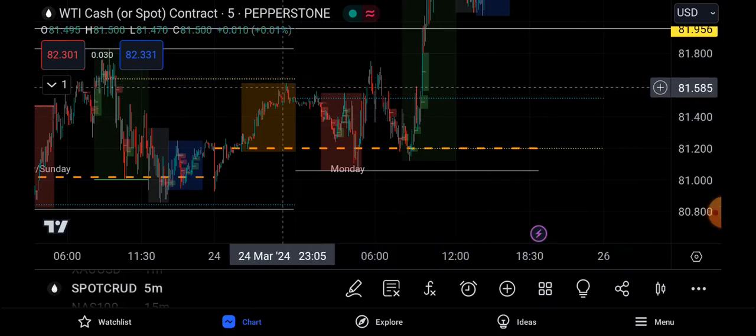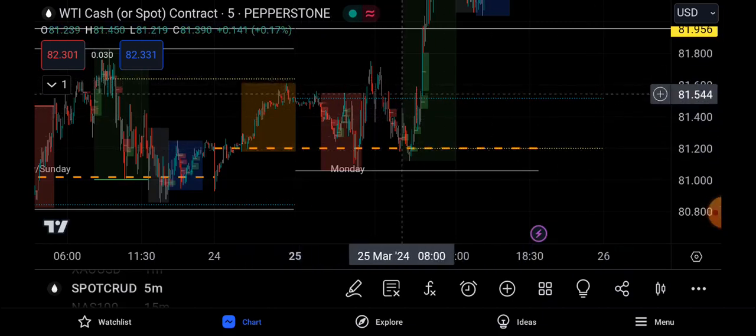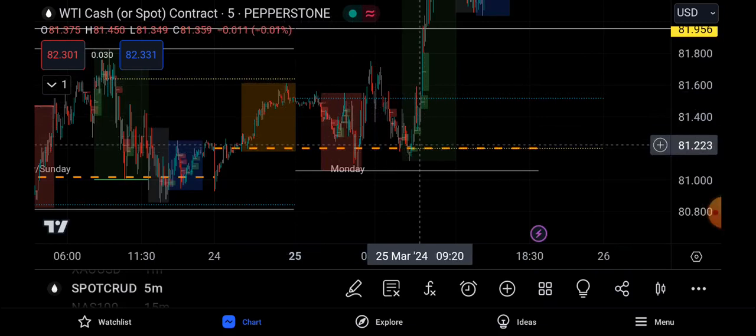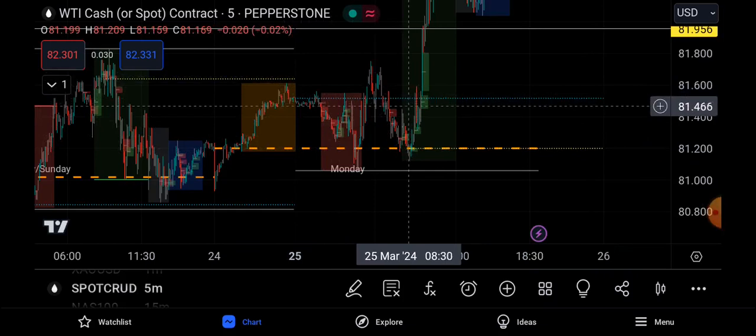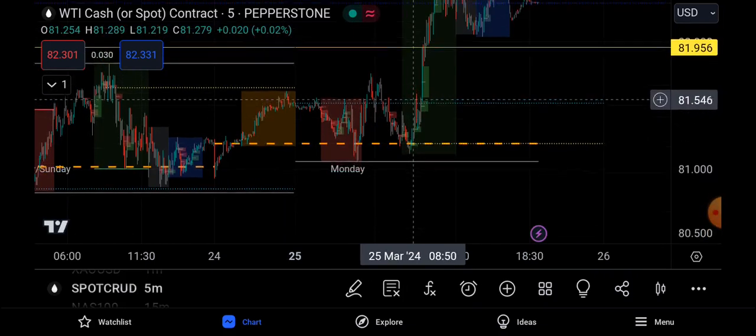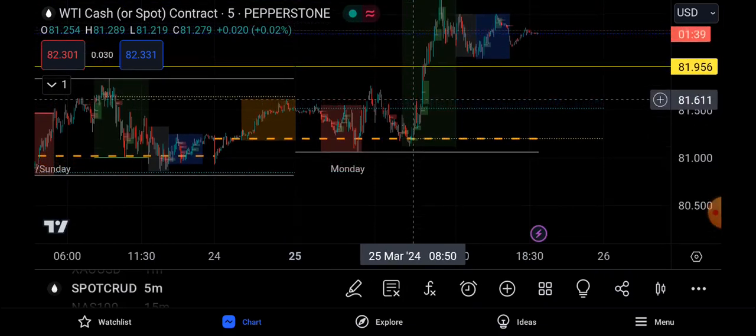As you can see, we had market structure shift right here, and then we came back right below that and you bought. Sometimes we don't come back as deep as this. Sometimes we could come back anywhere around this area, which is good enough still if you are expecting a bullish day.